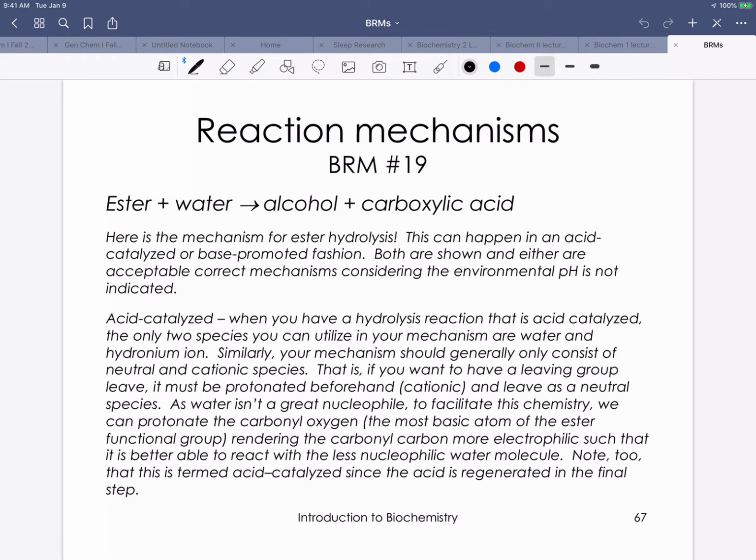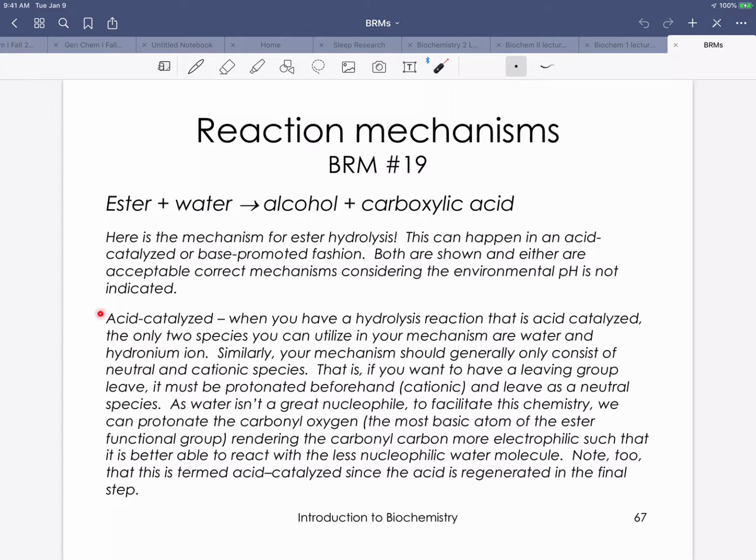So reaction mechanism 19 looks at another hydrolysis reaction, this time ester hydrolysis. What's interesting about ester hydrolysis is it can occur in both acid catalyzed or base promoted fashions. So I'm going to show mechanisms for both of these. And again, either one would be acceptable, considering that you maintain the proper protonation state based on what the environmental pH is.